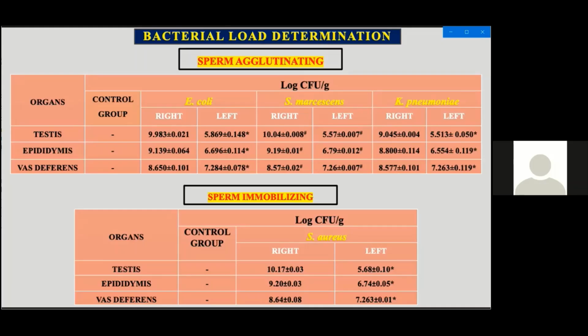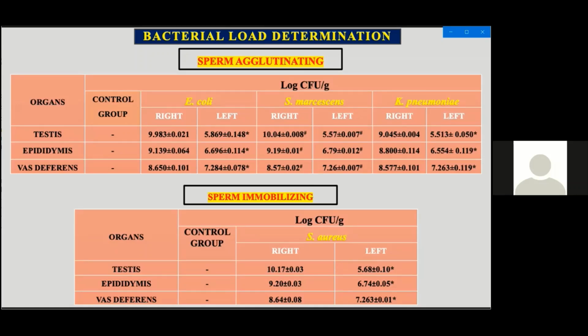Whereas in case of vas deferens, again we could see the same pattern, count was higher on the right hand side as compared to the left hand side. In case of E. coli, the count was 8.6 on the right hand side, 8.57 in case of Serratia marcescens and 8.5 in case of Klebsiella pneumoniae. Whereas on the left hand side we could get 7.2 in case of E. coli, 7.2 in case of Serratia marcescens and 7.2 in case of Klebsiella pneumoniae.